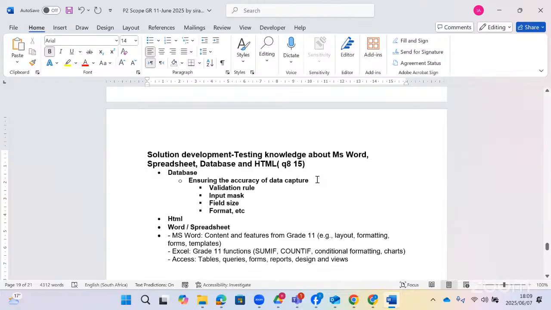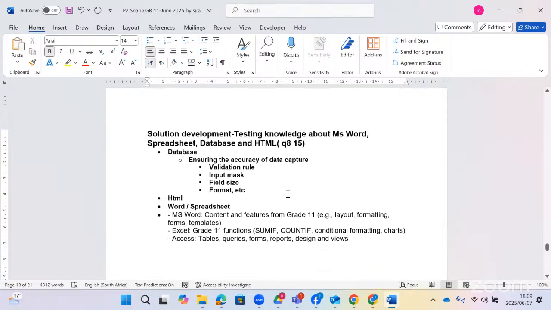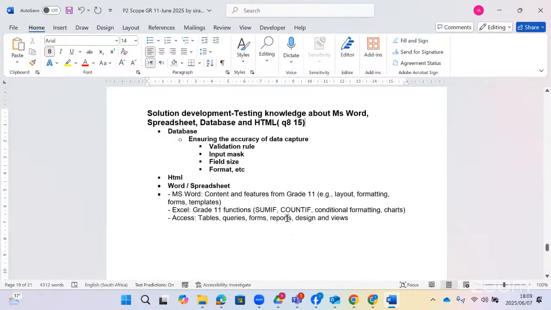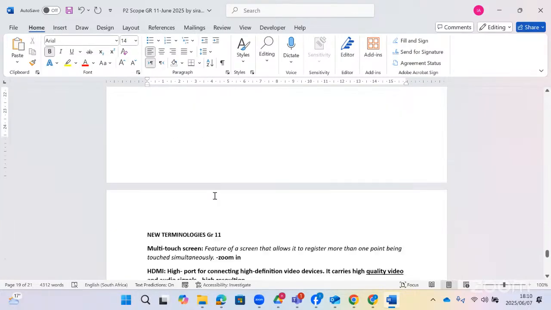That is all about practicals. So questions can come from database, spreadsheet, Microsoft Word. I don't think there will be questions on HTML because of the time you did it, but you never know, depending on your province. So you must watch out for that. For database, like validation rule, input mask, field size and format, and spreadsheet functions in grade 11, like SUMIF, COUNTIF, conditional formatting, chart, and others, as well as Microsoft Word layout and formatting, forms, and others. They can ask questions based on these.